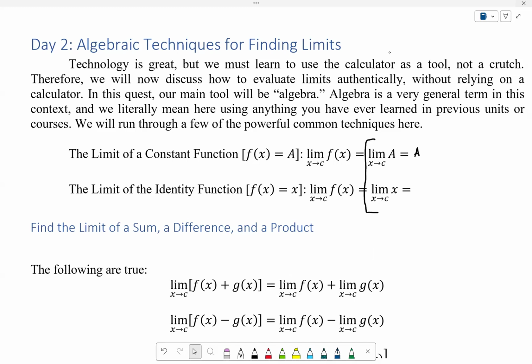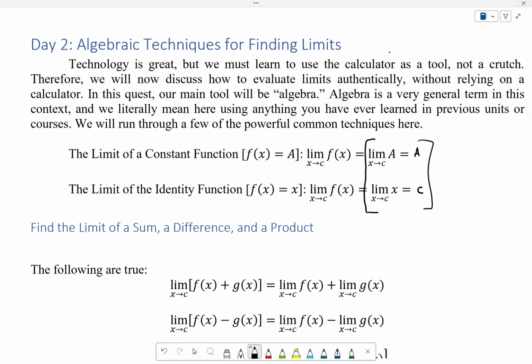Well, think about what's special about this function. If you plug in a 3, out comes a 3. If you plug in a 2, out comes a 2. If you plug in 100, out comes 100. If you plug in numbers really close to those x values, the y value will be exactly the same. So I hope it makes sense that this limit is equal to c, whatever that x is going to. That's what the limit is.